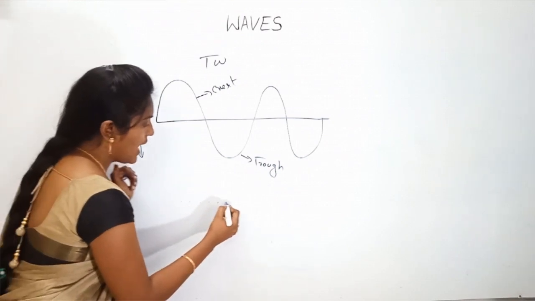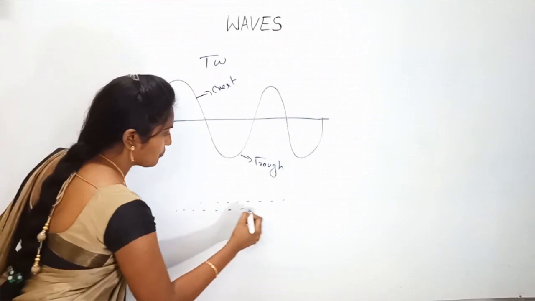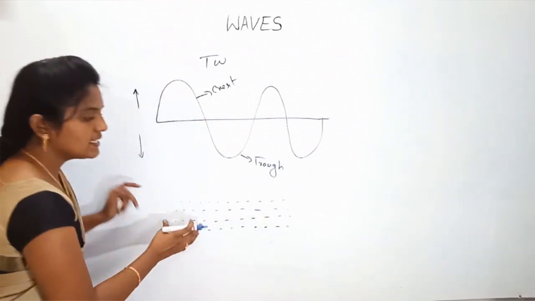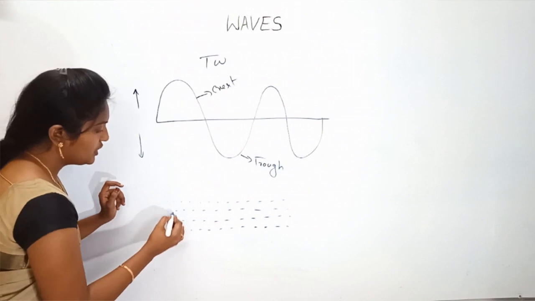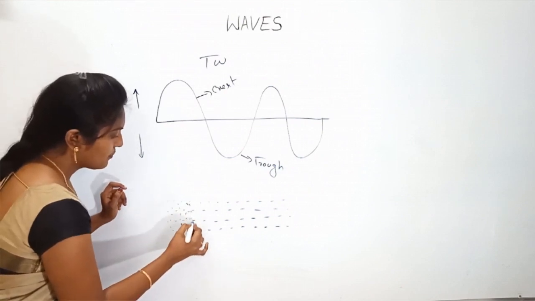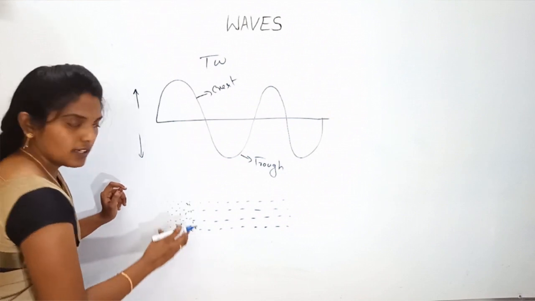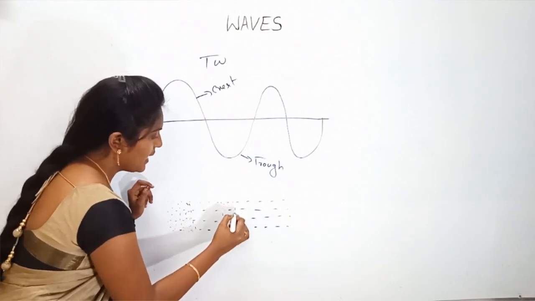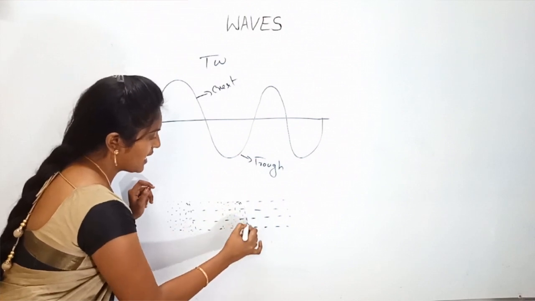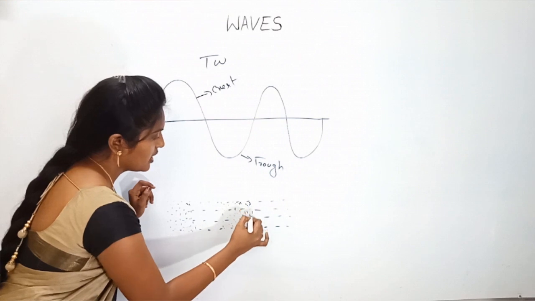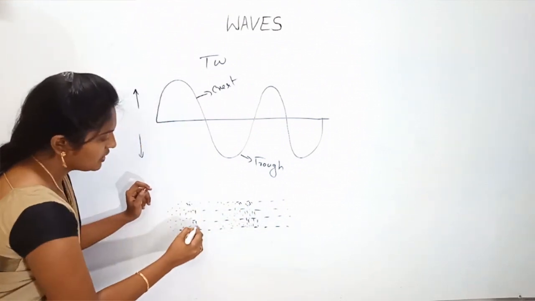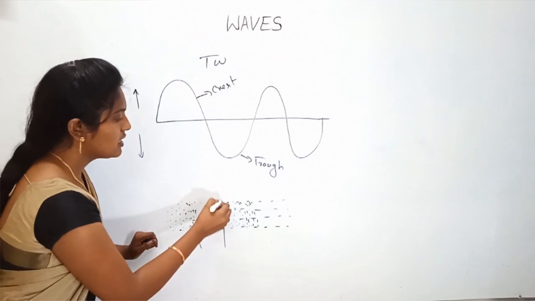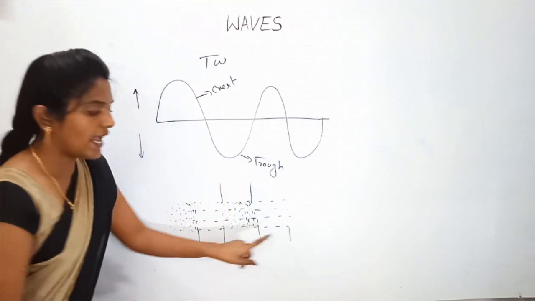For the longitudinal wave, I have to consider certain particles. So I am taking certain particles. Consider these to be the particles. If I initially apply energy, that energy is transported from the initial position to the end position. How will it be transported? By creating compressions and expansions. You can see in this region, this is the compression region and this is the expansion region, and again this is a compression region, and again you can see an expansion region.